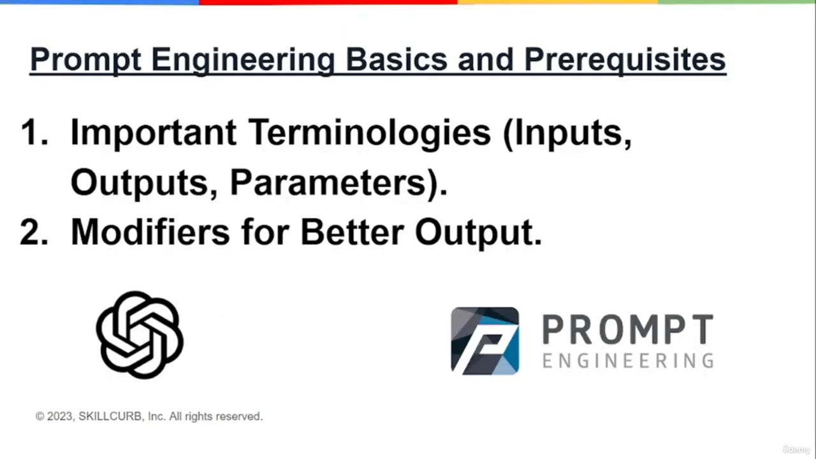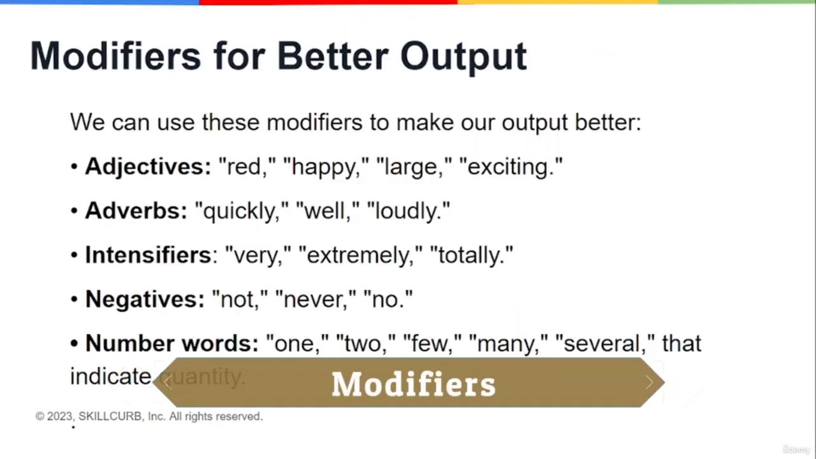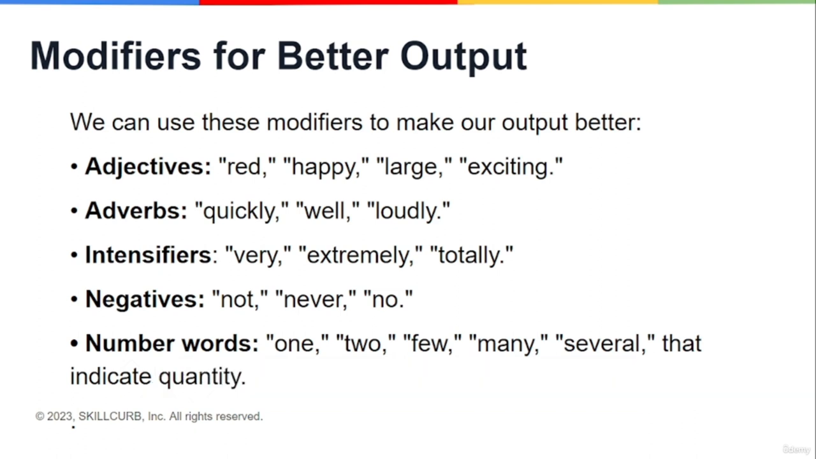Okay, so let's now move forward and discuss the modifiers that we can use to make our output better. You can use adjectives like red, happy, large, exciting, and you can use adverbs like quickly, well, loudly. You can use intensifiers, negatives, and number of words, like using small words or generating small excerpts, just to make your output more accurate.